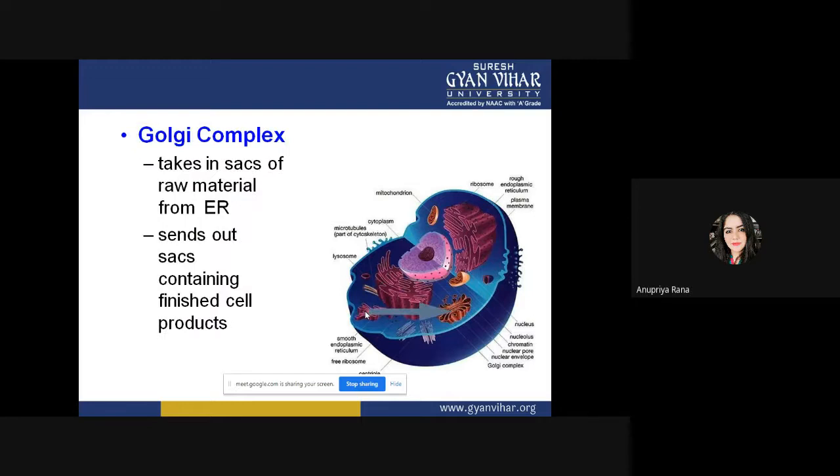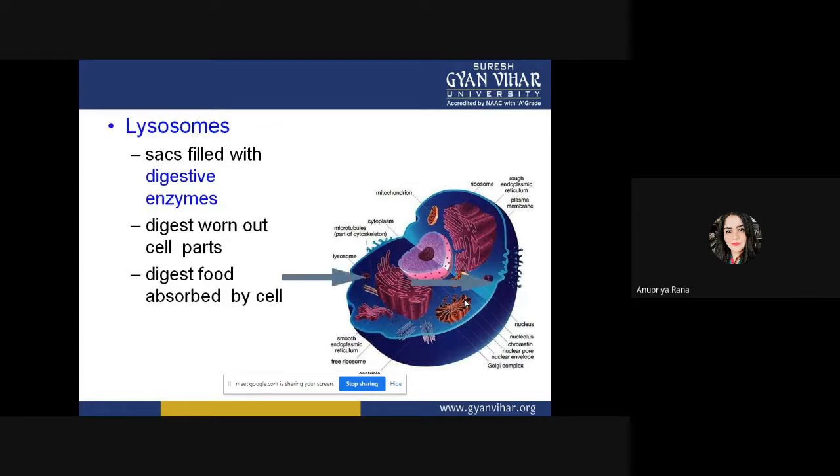Next, the Golgi bodies. You can see these tiny things at the corner. These are the Golgis. They take in the raw material from the ER. So they are the delivering agent. This is a delivery boy. They take things from the ER and take them out through the cell membrane. Or basically, they have vesicles inside them which help in the formation and transportation from one place to another place in the cell.